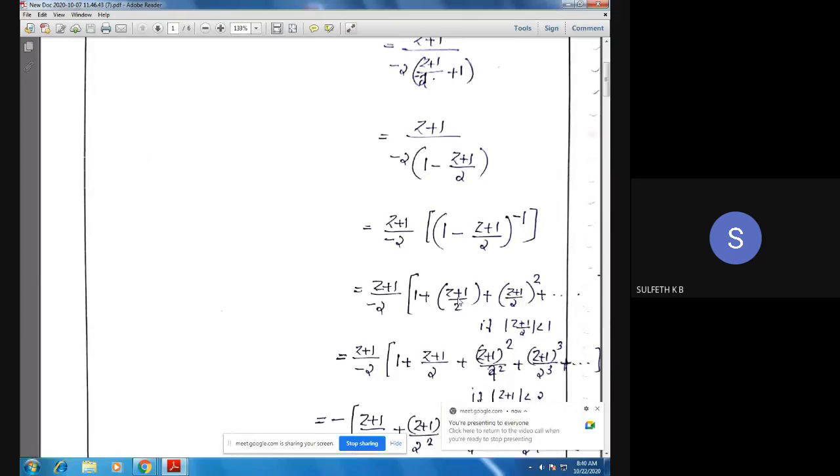Here in the place of z we have z plus 1 divided by 2, right? The term is z plus 1 divided by 2. Therefore we can replace the term z by z plus 1 divided by 2, right?